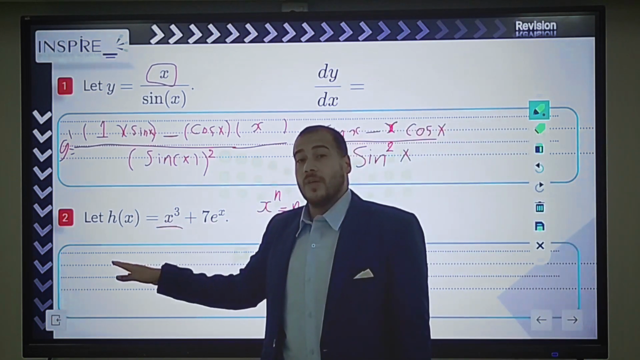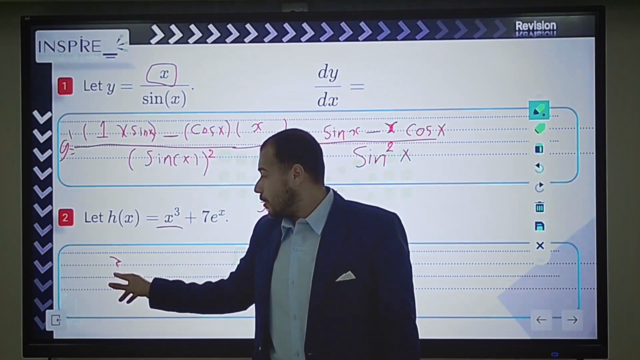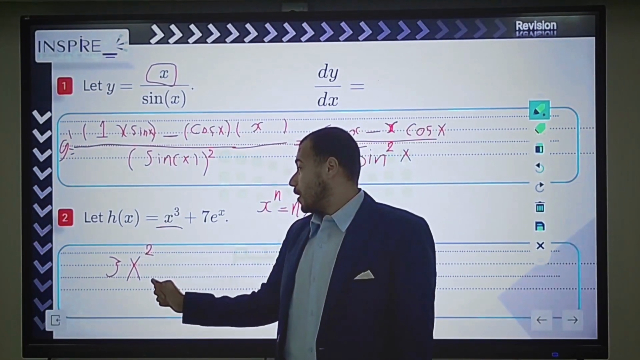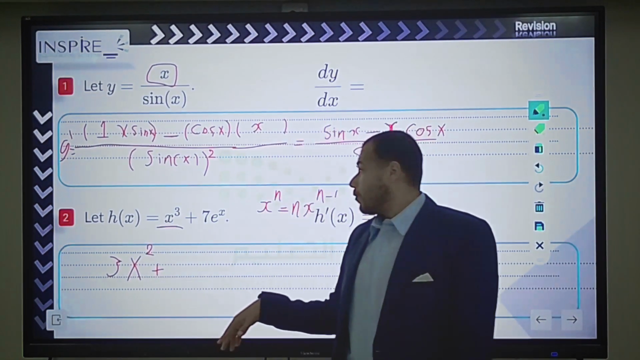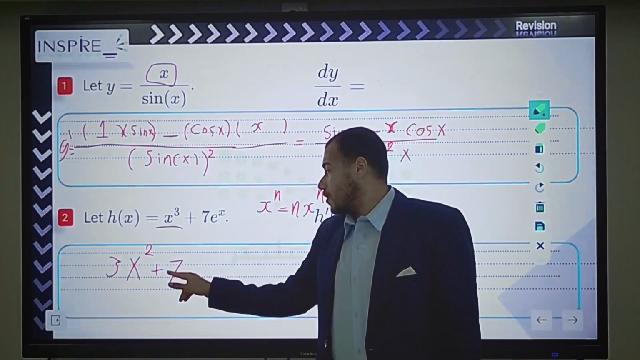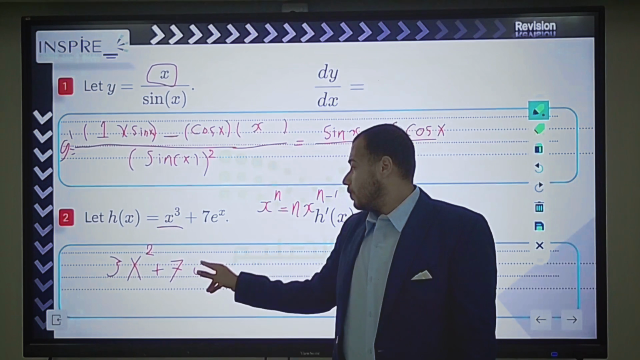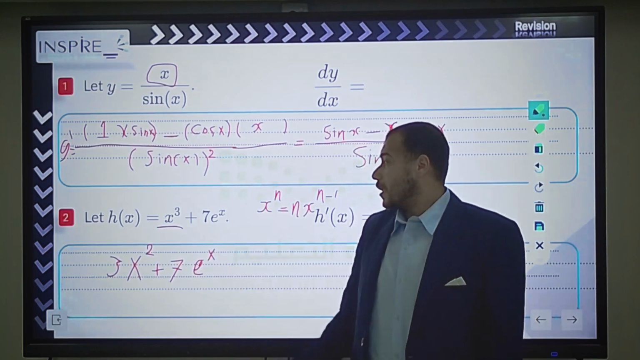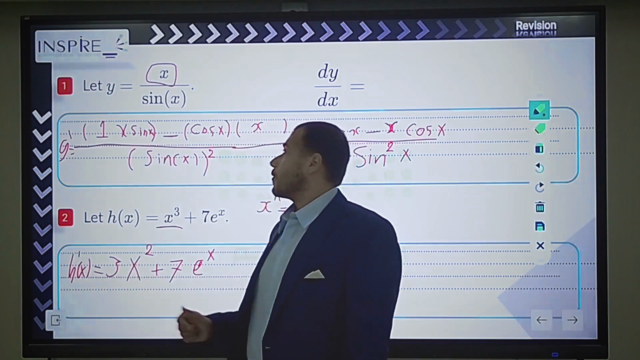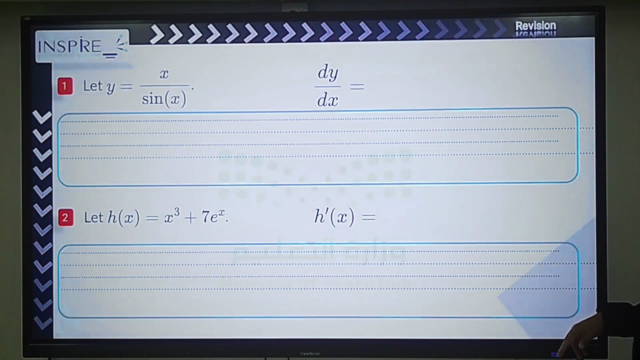So we will do the same here. X power 3, it will be 3x, subtract 1 from 3, it will be 2. So it will be 3x power 2. Plus, of course, the derivative of e power x, it will be the same, e power x, and keep 7 the same, so it will be 7e power x. And this is h dash of x. Okay, let's move on.